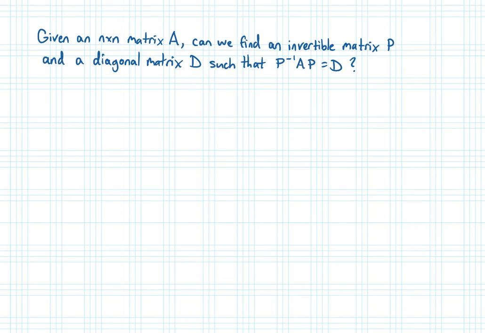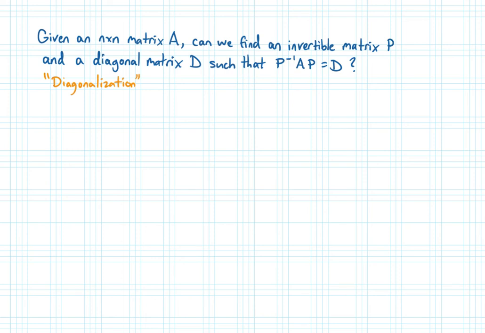Given an n by n matrix A, can we find an invertible matrix P and a diagonal matrix D such that P inverse times A times P is equal to D? If you can, then the process of finding the P and the D is called diagonalization. If you can diagonalize A, then based on what we talked about earlier, you can use the P and the D to solve the dynamical system and the differential equation associated to A.